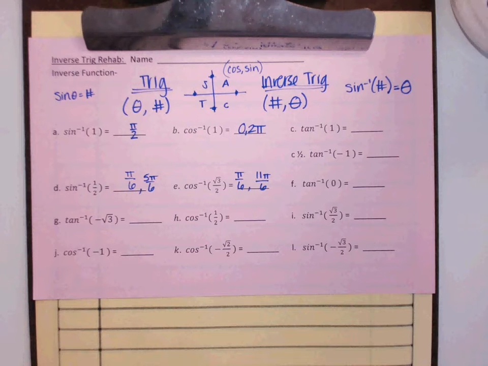Next one here. I want cosine to be a half. So you go, I want 1 cosine. Fold the next one. Pi thirds. Now put a pi thirds here. Too fast.